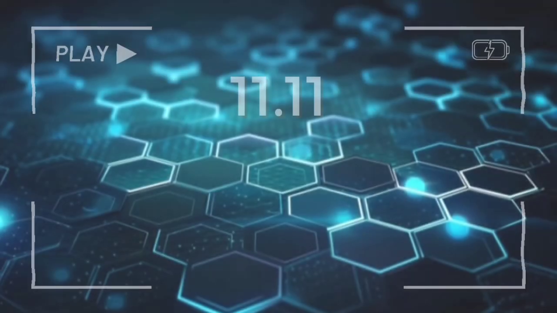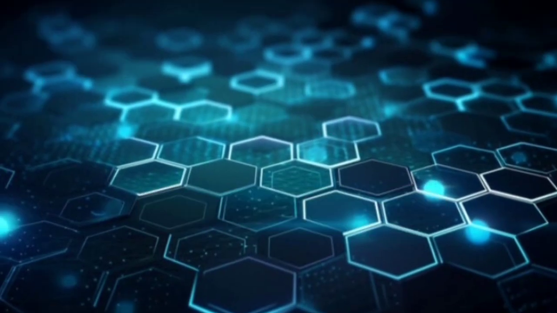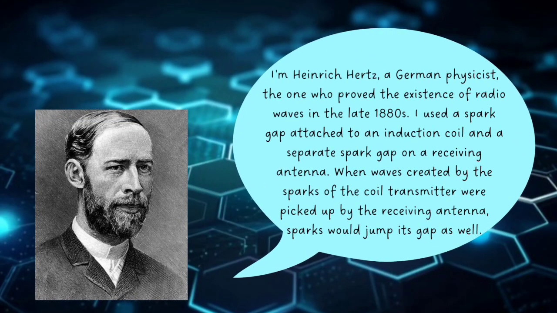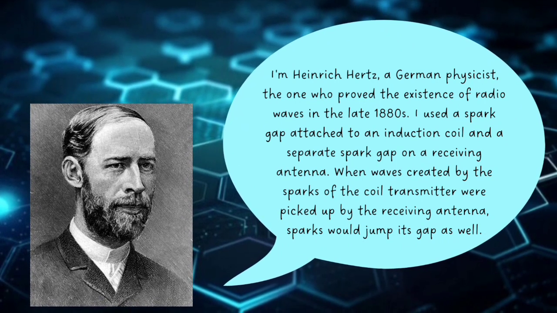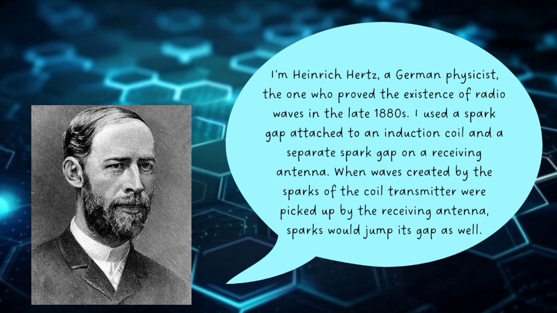Introducing Heinrich Hertz. I'm Heinrich Hertz, a German physicist, the one who proved the existence of radio waves in the late 1880s. I used a spark gap attached to an induction coil and a separate spark gap on a receiving antenna. When waves created by the sparks of the coil transmitter were picked up by the receiving antenna, sparks would jump its gap as well.